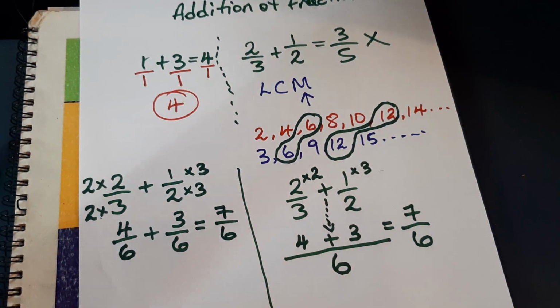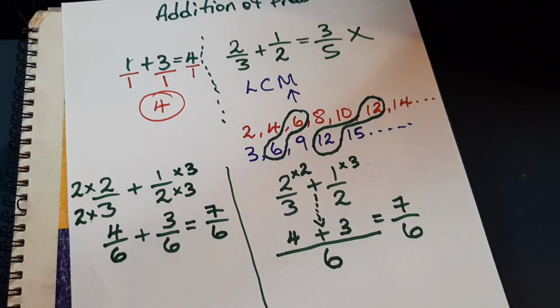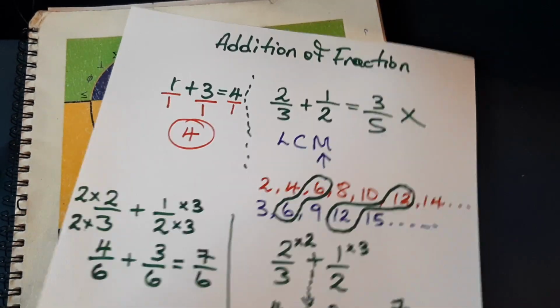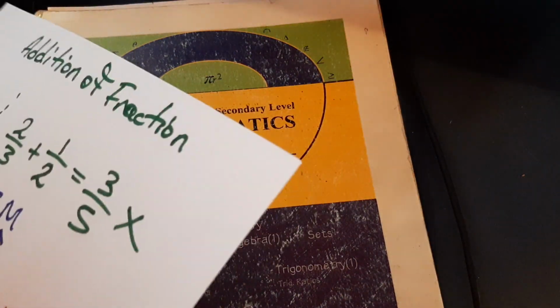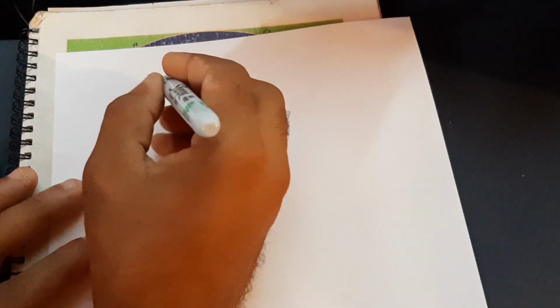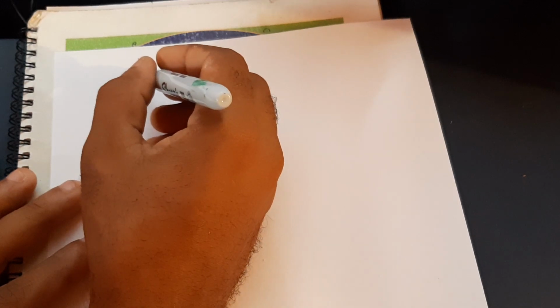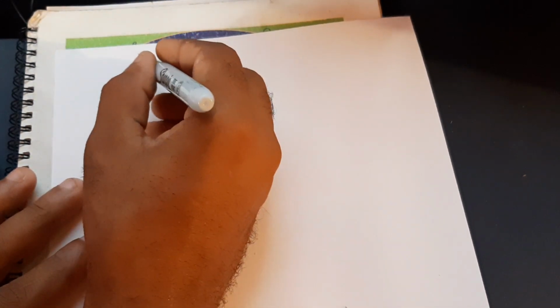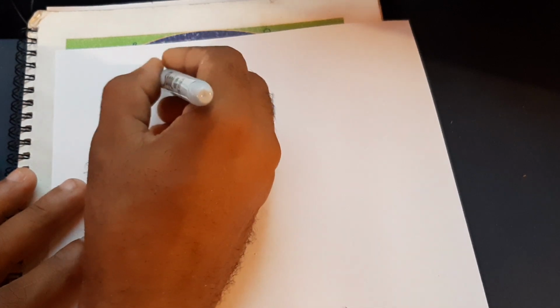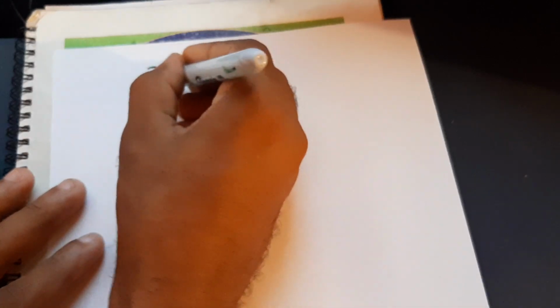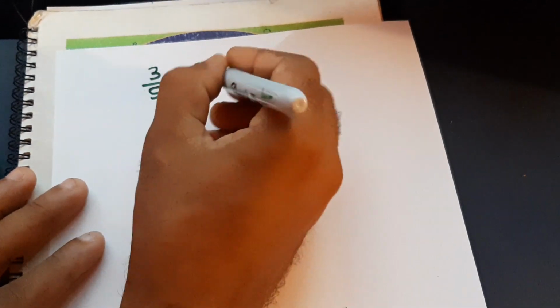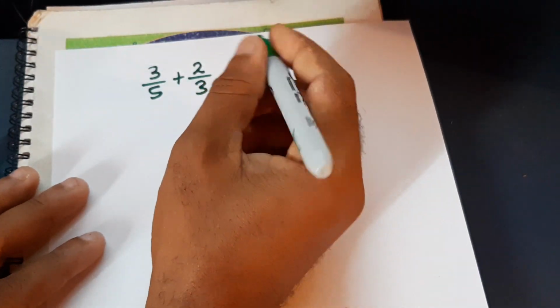So what I'm going to do, I'm going to proceed with solving another example, but it's going to be a little bit more technical than this. Alright, so another example. Remember, we're doing addition. So let's just start out and do another simple question. So let's say we have 3/5 plus 2/3, for example. And we're going to add these two fractions.